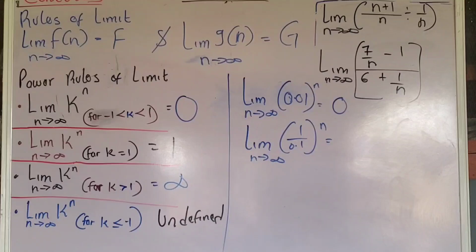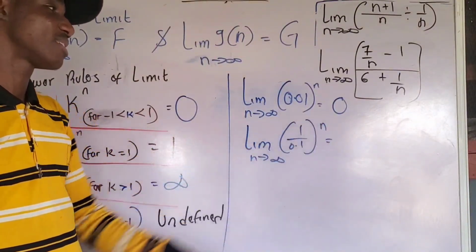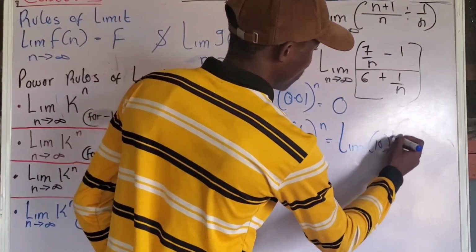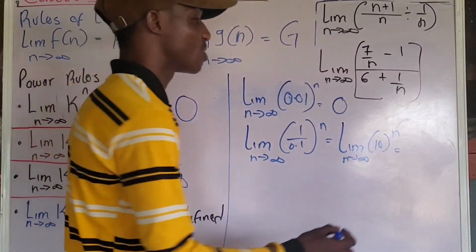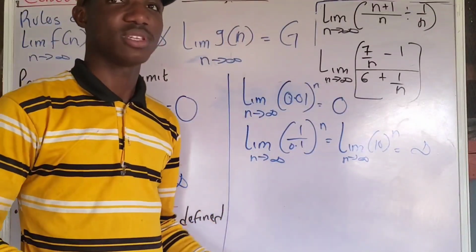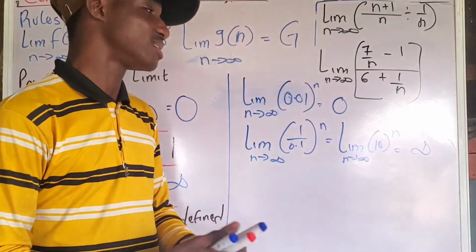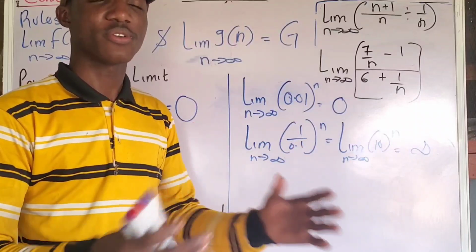And the reason is because 1 over 0.1 is what? It's 10, you understand? We're going to have the limit of 10 to the power of n as n tends to infinity. Let me write it. Now, the answer will be infinity because as the value of n increases, the function also increases. You understand? Now, if the function increases as the value of n increases, that means that this kind of function diverges. You understand? And this kind of limit is also called an infinite limit.